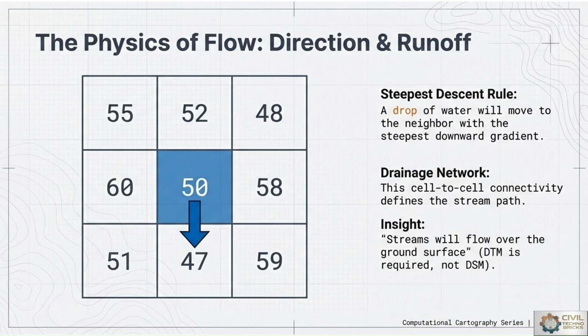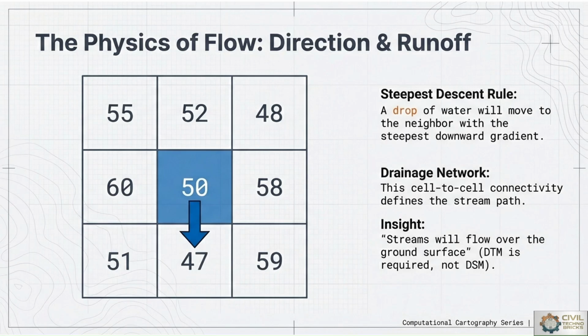For hydrologic analysis, from the flow direction point of view, we can use the steepest descent rule, that is, a drop of water will move to the neighbor with the steepest downward gradient, just like slope. With reference to the natural terrain and its slope, the actual rainfall travels as runoff through it, so we have to mark the actual path or direction of that runoff.